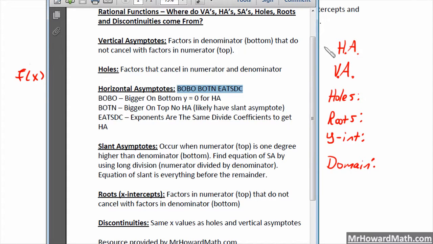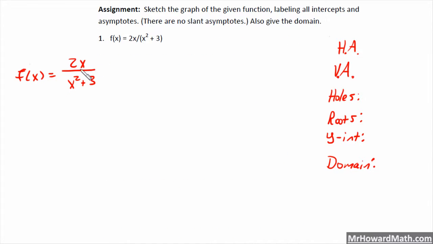So let's see, what do we have here? Well, it's bigger on bottom, right? We have a first power x term on top, and a second power x term on the bottom. So the largest exponent on the bottom means bigger on bottom. BOBO, bigger on bottom, y equals 0 is the horizontal asymptote. So that part's easy. We have a horizontal asymptote at y equals 0.